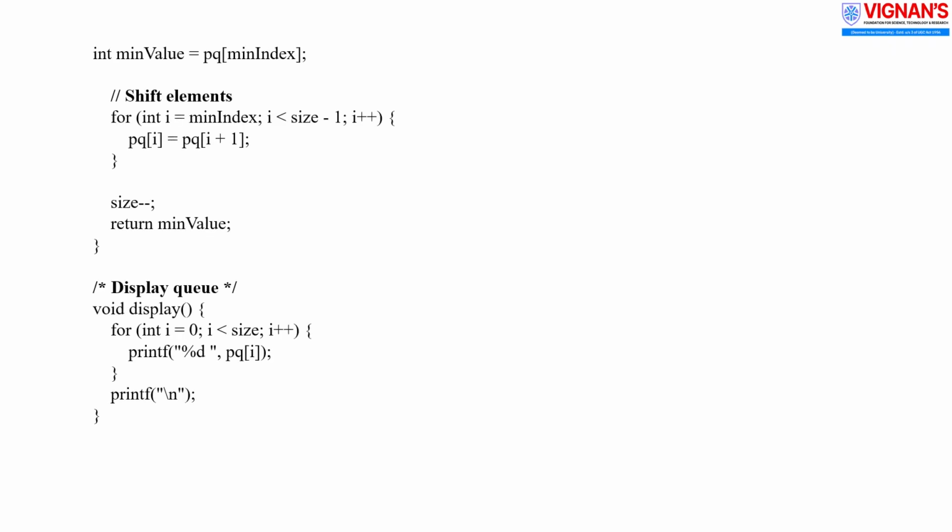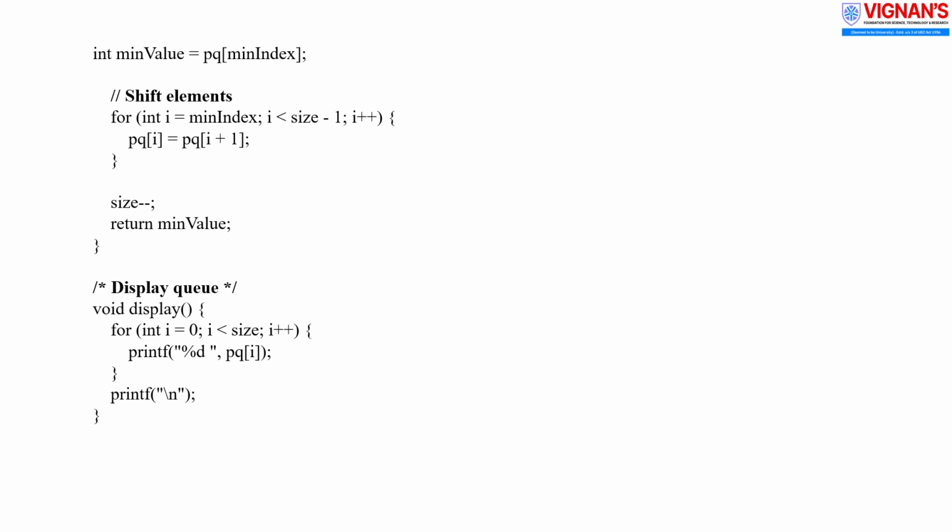This part of the program completes the deletemin operation, displays the queue, and demonstrates usage in the main function. After finding the index of the minimum element, the value at that index is stored as the minimum value. All elements after that index are shifted one position to the left to remove the minimum element from the array. The size of the priority queue is then decreased, and the minimum value is returned.